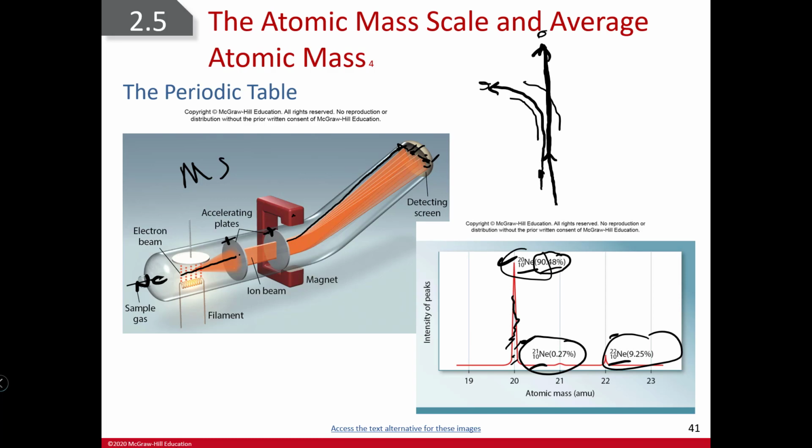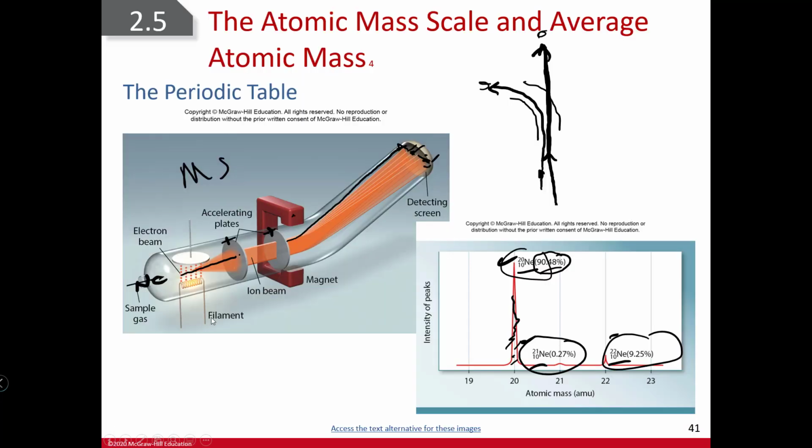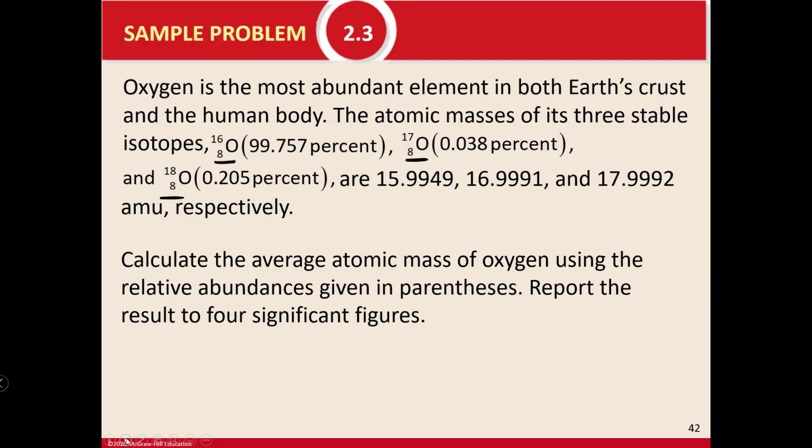Now you say, I'm lost. I'm totally lost. Okay, well, let's look at a problem. Okay, let's look at a problem here. So oxygen is the most abundant element on Earth's crust and in the human body. And oxygen comes in three isotopes: oxygen 16, oxygen 17, oxygen 18. So we take oxygen, we pass it through a mass spec, just like we did the neon, and we're going to get three peaks: 16, 17, and 18.